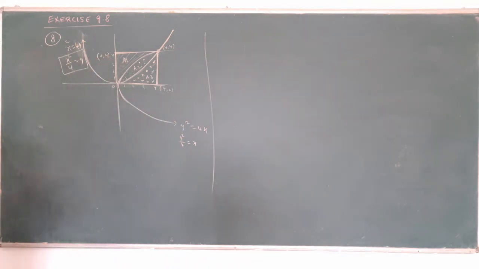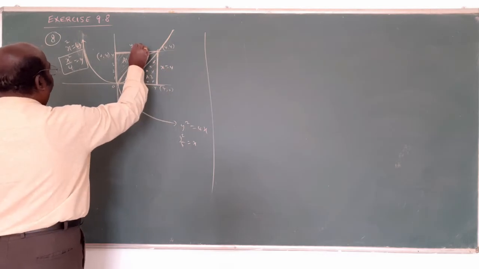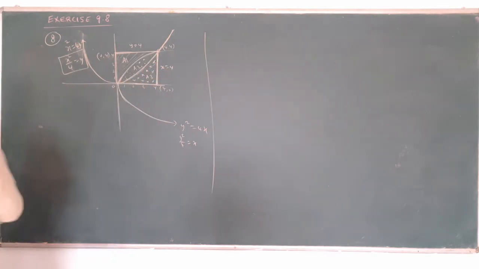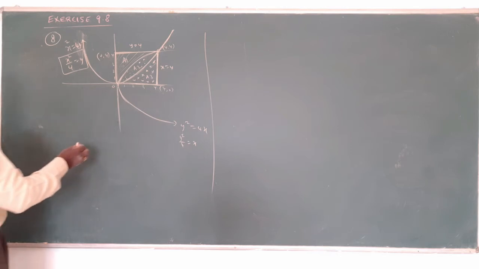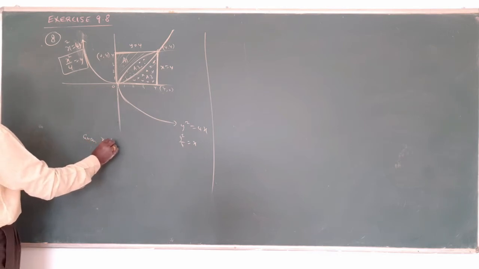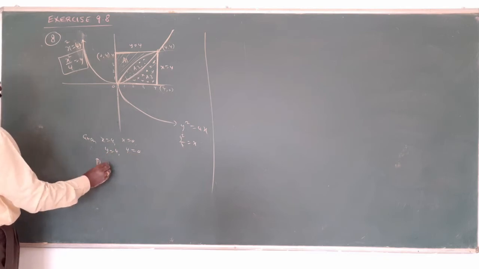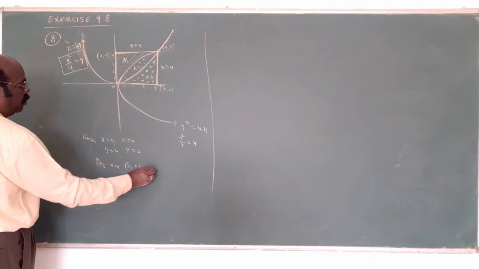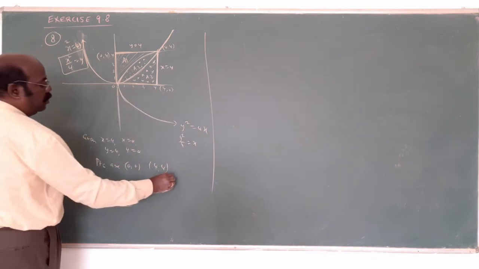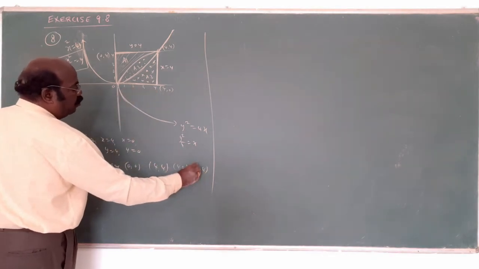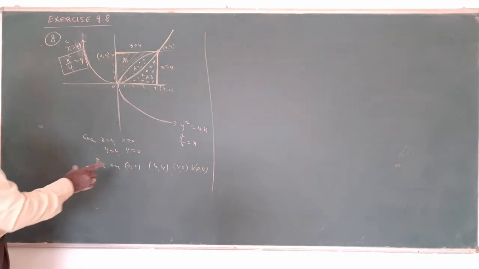Very important: draw the diagram. From the diagram, everything is directly given. Given x equal to 4, x equal to 0, y equal to 4, y equal to 0. X and y are equal, that's why it is a square. Therefore, the points are 0,0, 4,4, 4,0 and 0,4. From the data, you place the points. Plot the points.